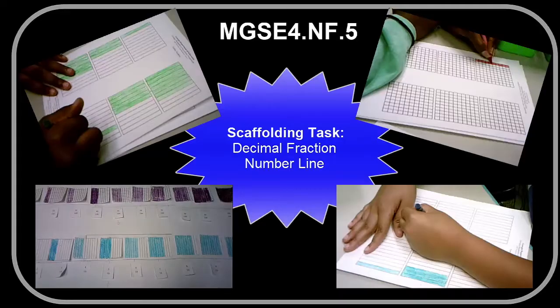One scaffolding task that can support students with Standard 4.NF.5 is decimal fraction number line. This task requires students to create a model for each decimal fraction using a tenths or hundredths square. Students then use the decimal fraction models to create a number line. Let's watch as some students work through this task.